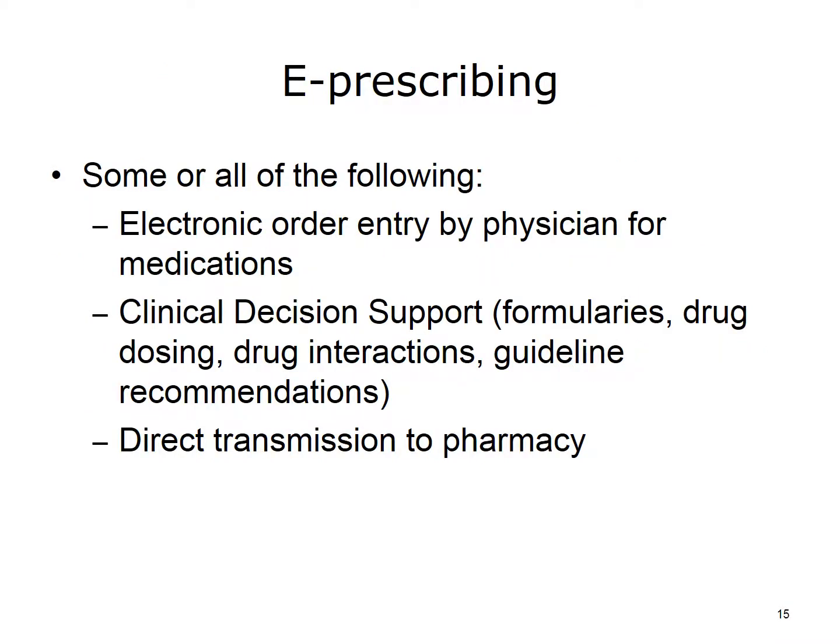E-prescribing is specifically for medication ordering and is often referred to in the context of outpatient as opposed to hospital medication orders. At a minimum, e-prescribing has traditionally referred to electronic order entry for medications, but also includes transmission to the pharmacy. A complete e-prescribing system would also include clinical decision support, such as guidelines on appropriate choice of drugs, alerts for drug interactions, and formularies. That is, preferred drugs for a given patient's insurance coverage, and transmission to the patient's preferred pharmacy.